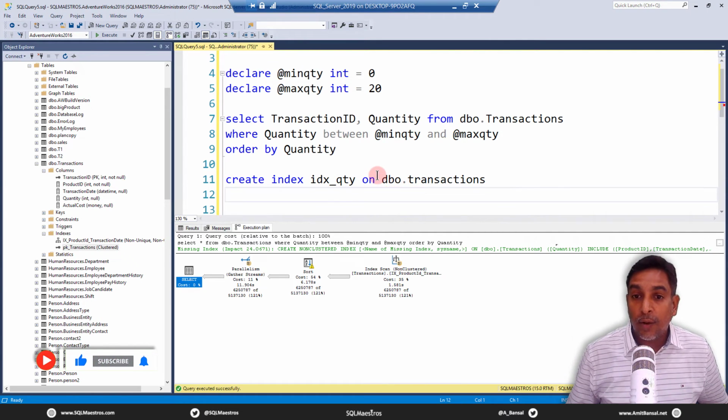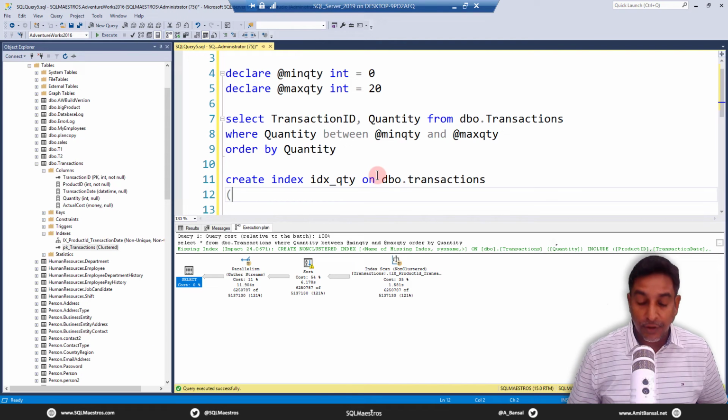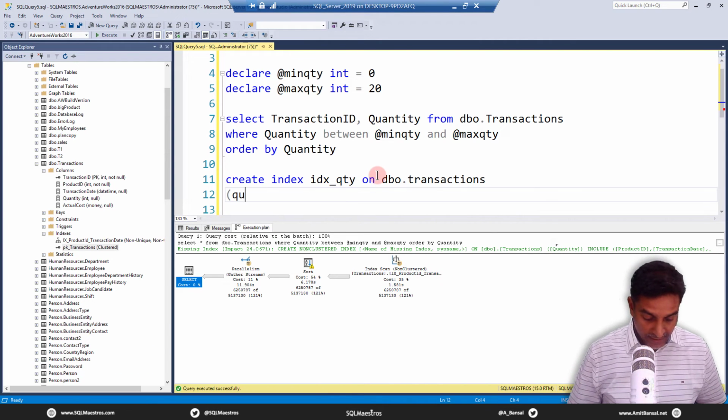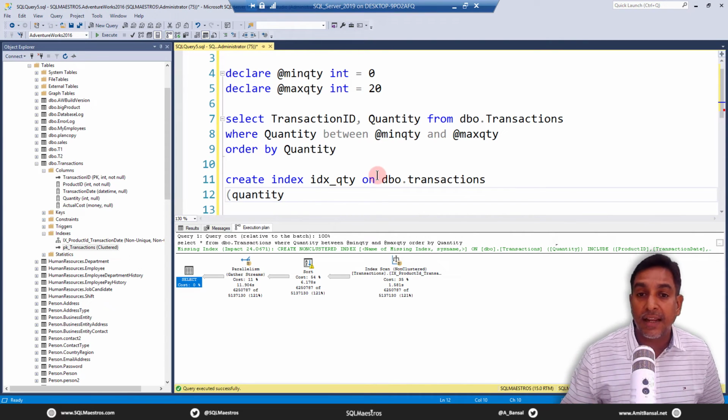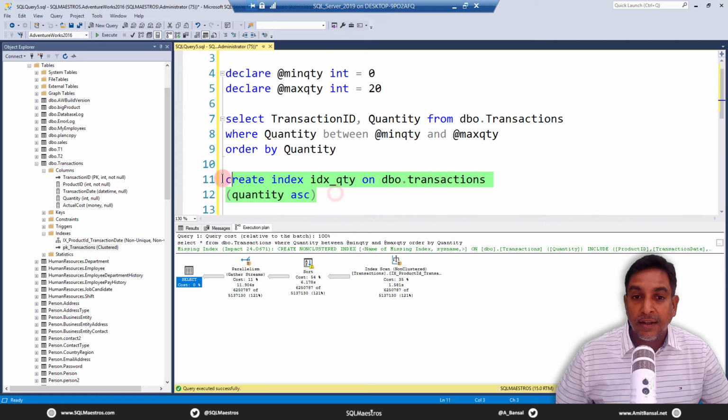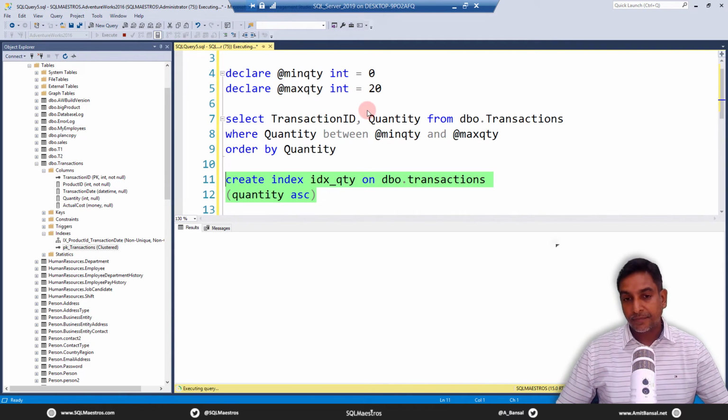And our index column here is going to be quantity. Now this is interesting, I might only want transaction ID and quantity. So the transaction ID is a clustering key already, so I did not mention it again in my non-clustered index. I can just say quantity. Let's go ahead and create this index.